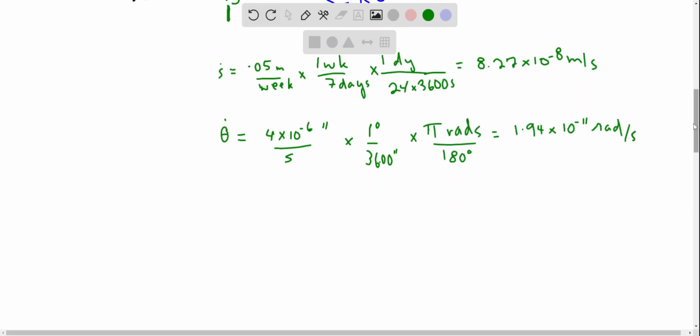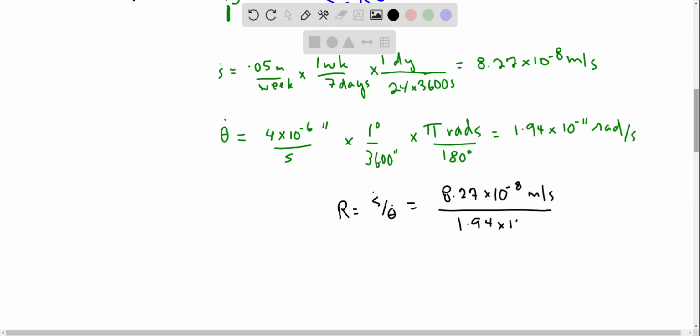And now we can set up our ratio to find how far away we have to be to see the grass grow with this amount of precision. That's 8.27 times 10 to the minus 8 meters per second divided by 1.94 times 10 to the minus 11 radians per second. I'll check the exponent one more time. And we get about 4.26 kilometers. So again, it's about the size of a small town.